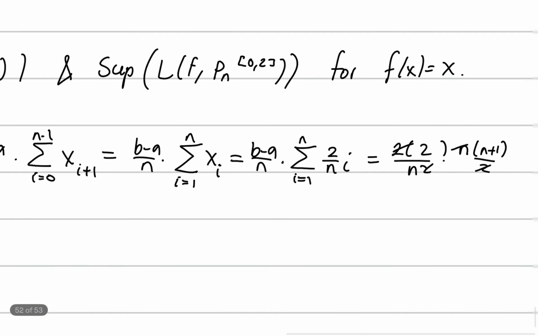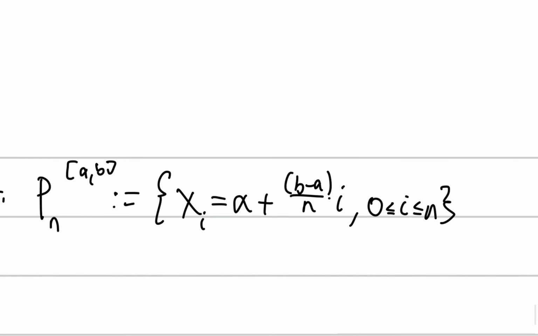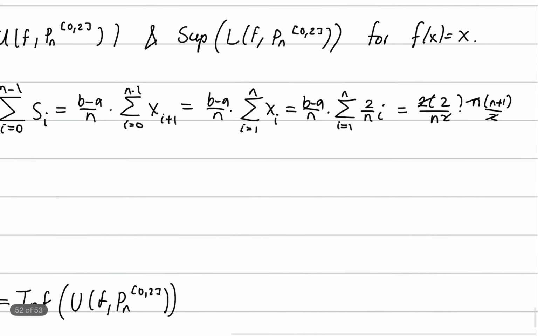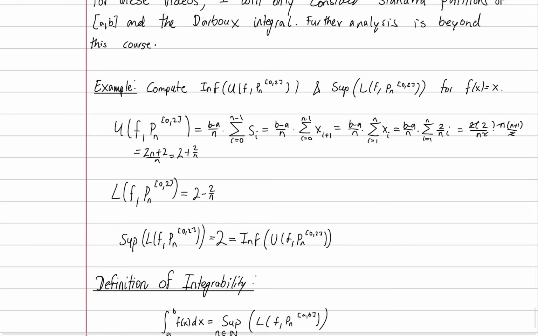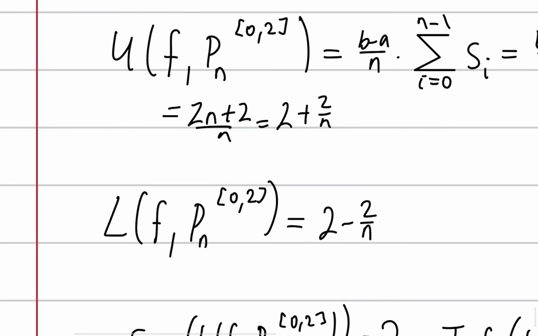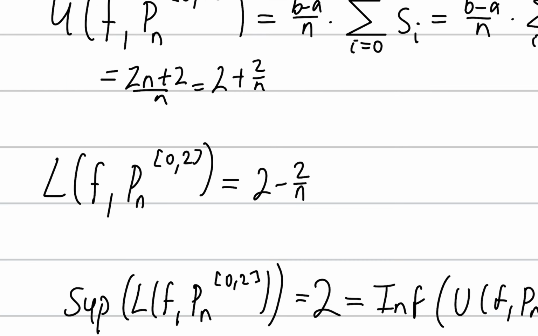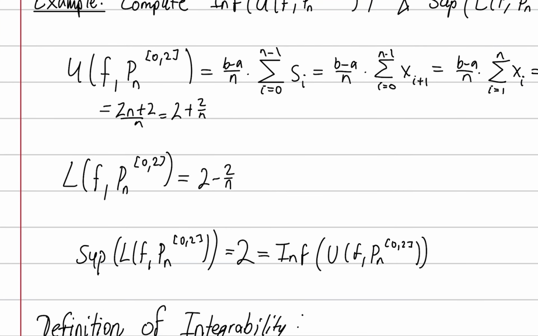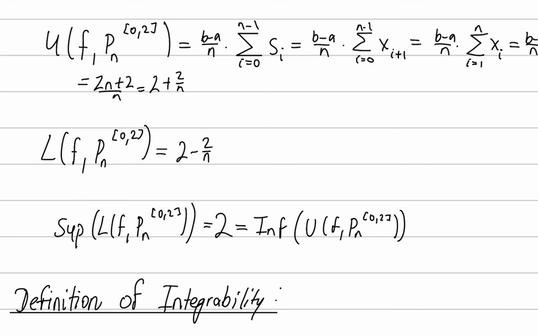And remember, we said all the way up here what x sub i was. We're going to plug in our a and our b − a, and we're going to get (2/n) times i. You should know your summation rules, and you should get 2 + 2/n. Now, I'll leave it as an exercise to you to determine why the lower one is 2 − 2/n. The important part is that both the supremum and the infimum are 2, right?